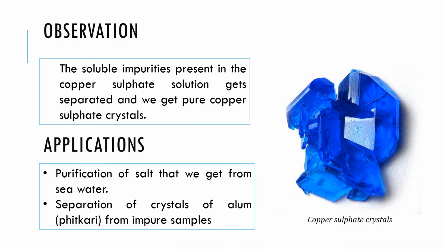What do we observe? The soluble impurities present in the copper sulfate solution get separated and we get pure copper sulfate crystals. Where do we find the application? This process is used for the purification of salt that we get from seawater, and for the separation of crystals of alum, that is phitkari, from impure samples.